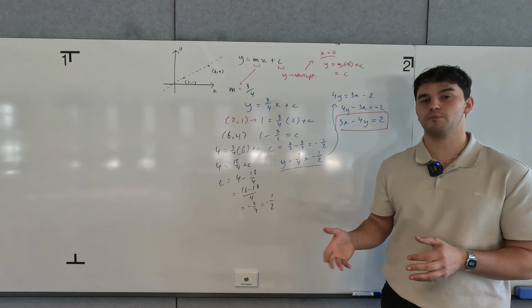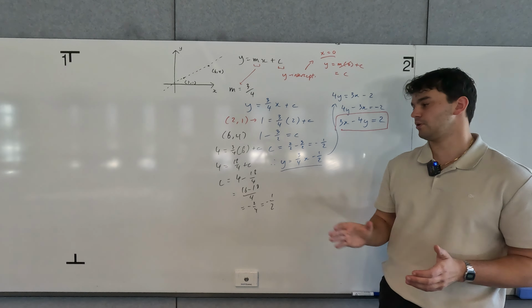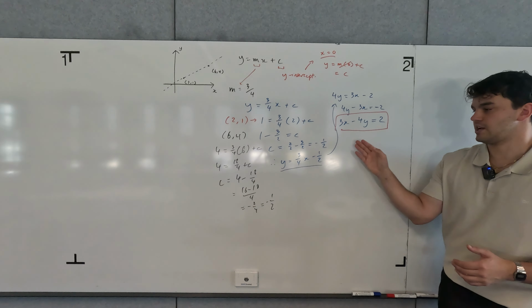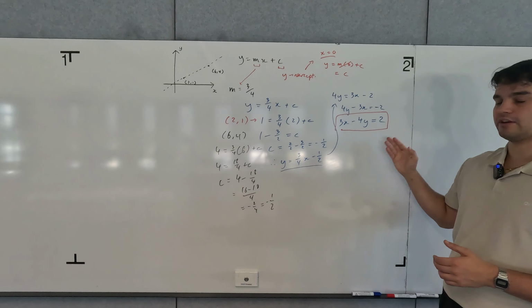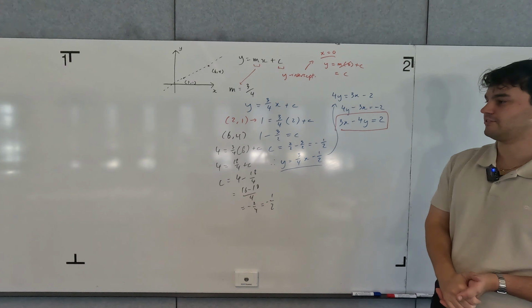If the question doesn't tell you which form to put your linear equation in, you could put it in either one. But if the question asks you to put it in the form y is equal to mx plus c, we're expected to put it in this form. If it's asking us to put the equation in the form ax minus by is equal to c, then we'll put the equation in this form, as the steps suggested here.